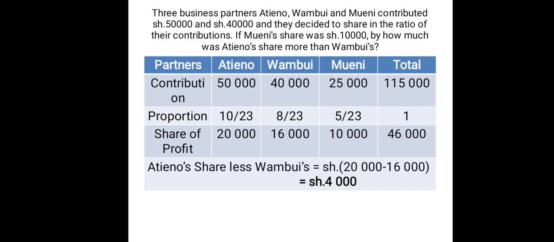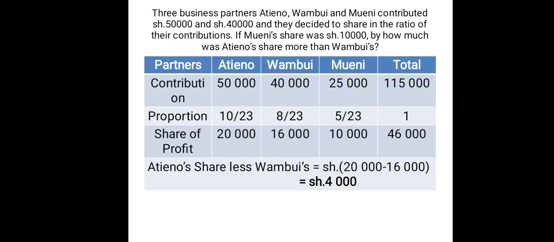Three business partners, Atieno, Wambui, and Mweni, contributed 50,000 shillings, 40,000 shillings and 25,000 shillings, and they decided to share in the ratio of their contribution. If Mweni's share was 10,000, by how much was Atieno's share more than Wambui's?